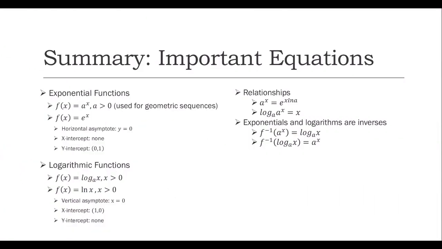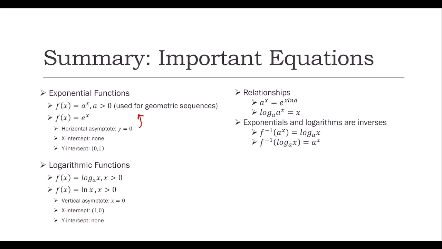So in summary, we have our important equations here. For exponential functions, f of x equals a to the x where a is greater than 0. This is the equation often used for geometric sequences. And for f of x equals e to the x, our horizontal asymptote for both of these exponential functions will be where y equals 0. We won't have an x-intercept, and our y-intercept will be 0, 1.